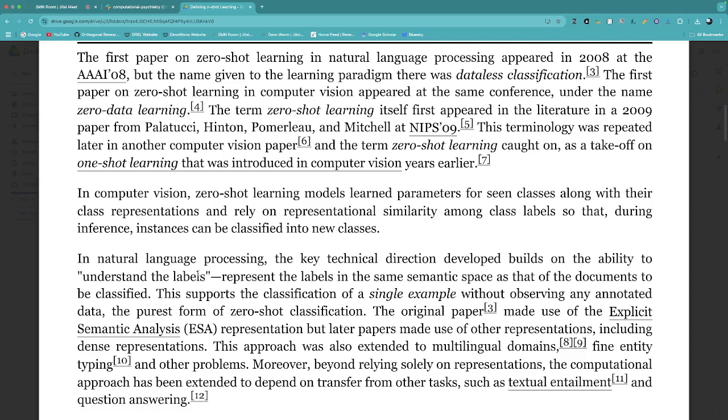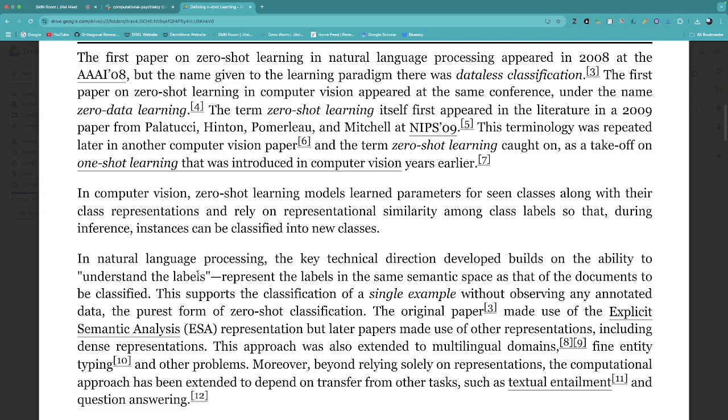The purest form is zero-shot learning. So this is where we don't have any labels at all. So that's the purest form of zero-shot learning. The original paper made use of the explicit semantic analysis representation, but later papers made use of other representations, including dense representations. This approach was also extended to multilingual domains, fine entity typing, and other problems.